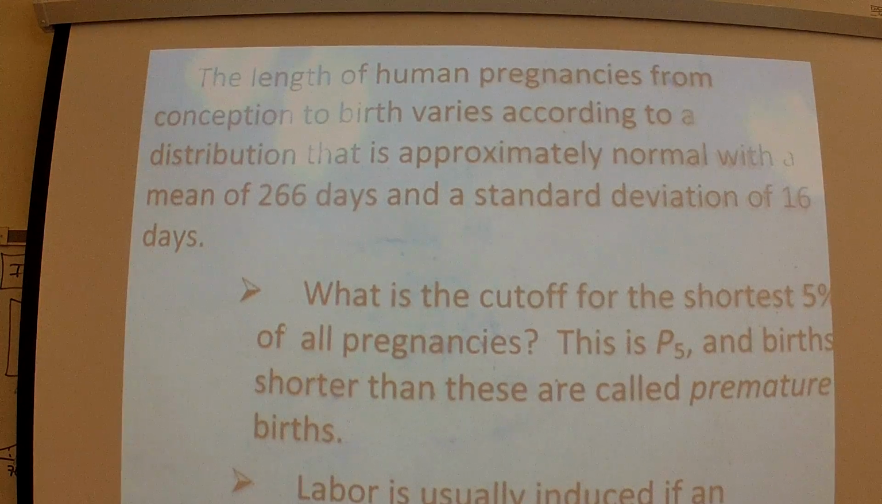Let's talk about preemie births first. The definition of a preemie birth. Now, this is one of a few that I've read, but this is my favorite. The 5th percentile are the preemie births.